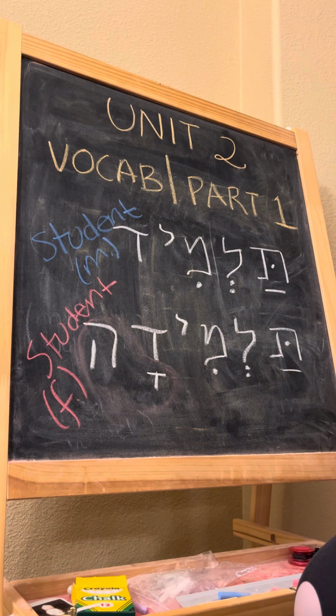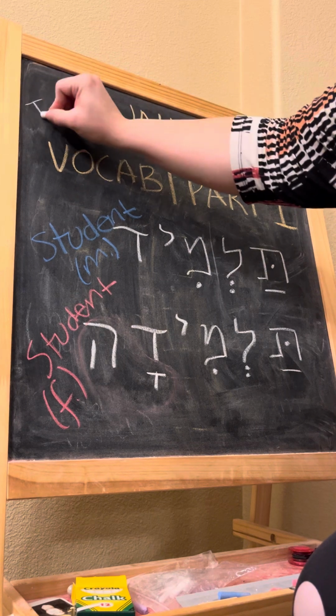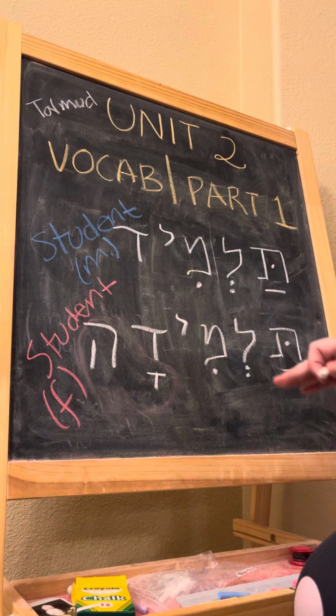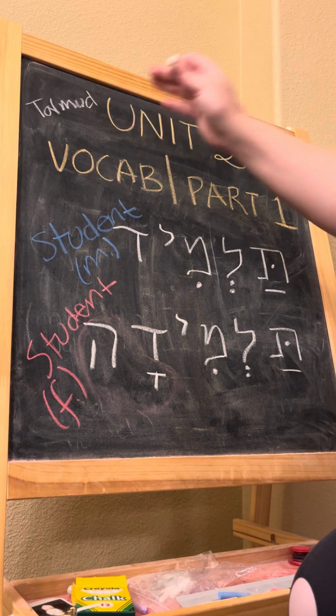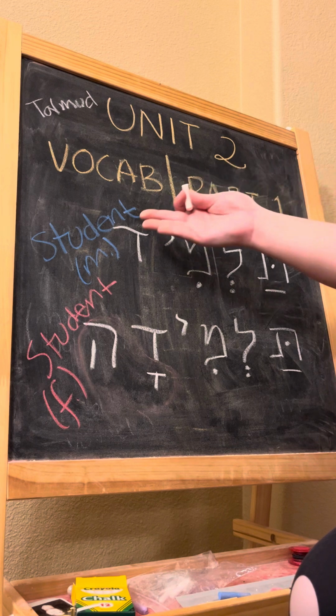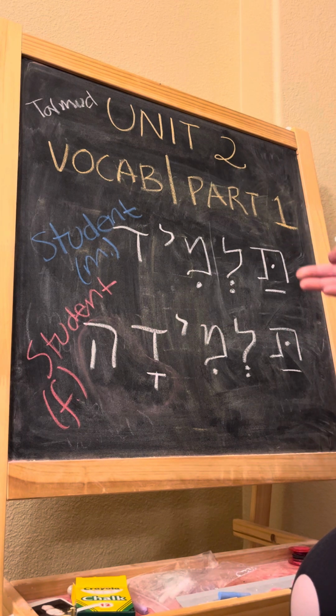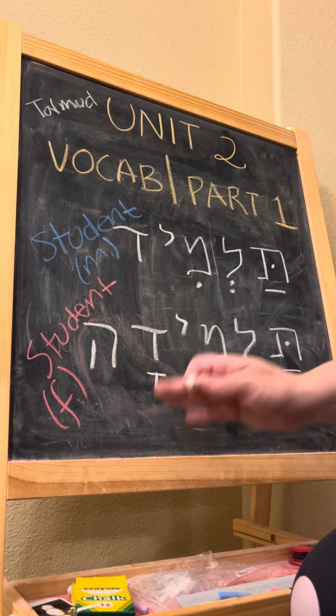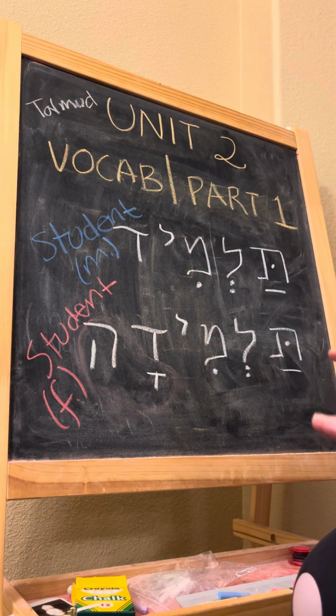Now, if you have heard of the Talmud, spelled Talmud, very similar, because the Talmud is a religious kind of text where there's Jewish law. And when you are studying Jewish law, you are a student. So that's why it's Talmid and Talmidah. So it's kind of related in that same word family.